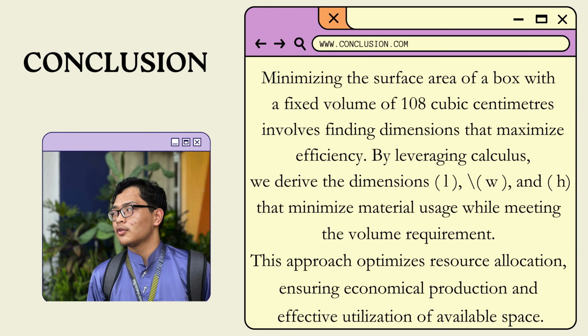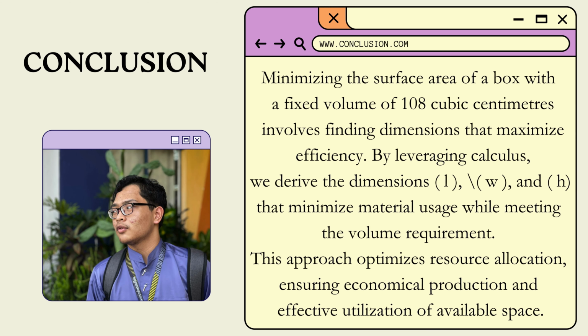In conclusion, minimizing the surface area of a box with a fixed volume of 108 cubic centimeters involves finding dimensions that maximize efficiency. By leveraging calculus, we derive the dimensions, which are length, width, and height, that minimize material usage while meeting the volume requirement. This approach optimizes resource allocation, ensuring economical production and effective utilization of available space.